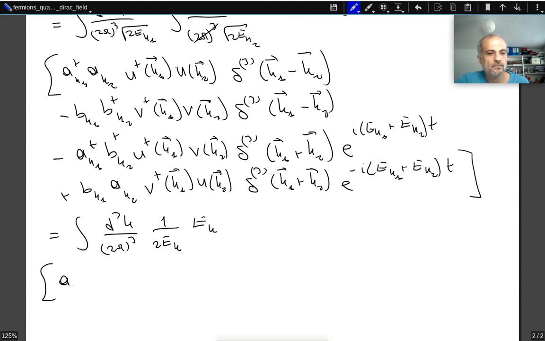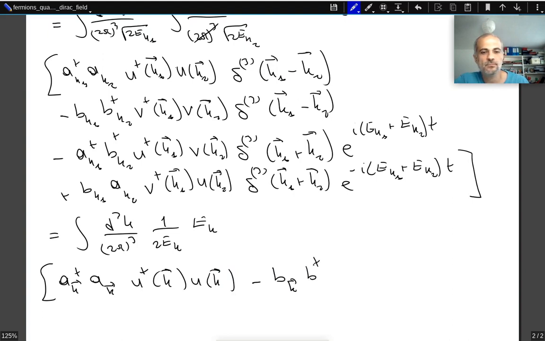Then we get a of k1 dagger, a of k1, u dagger of k1, u of k1, no, k. I just renamed k1 to k. And this Dirac delta just tells me that K1 and K2 are equal, so that's why the arguments over here are just K. And then we have minus V of K, V dagger of K, V dagger of K, V of K. And then I have these terms.